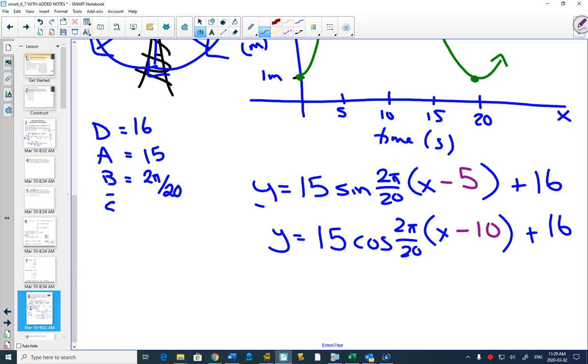And it could be a negative cos graph. So we could write negative 5 cos. What's nice about the negative cos graph? There's no shift, because a negative cos graph starts at a minimum. So if I did a negative cos graph, then I would have that as a value. All of those are right.